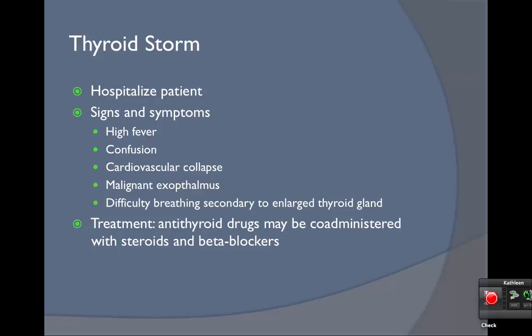Signs and symptoms, they have high fever, confusion, cardiovascular collapse, malignant exophthalmos, difficulty breathing secondary to enlarged thyroid gland. Treatment is antithyroid drugs, may be co-administered with steroids and beta blockers. Tachycardia is always present. That's really important. Patients can be agitated, confused, delirious, psychotic. They can be in coma with high fever and diaphoresis. Remember, these patients are hot, and tachycardia is always present.